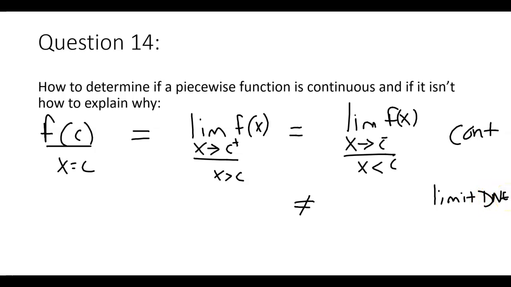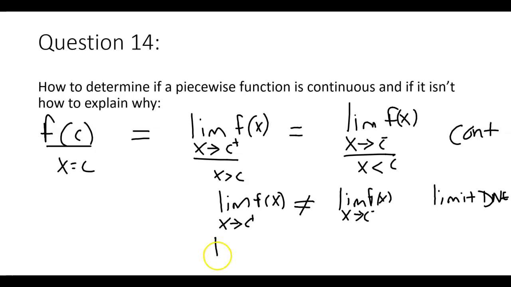And the way that you would write that is you would say, well, the limit as x approaches c from the right is not equal to the limit as x approaches c from the left. Okay? Now, let's just say that these 2 things are equal to each other.